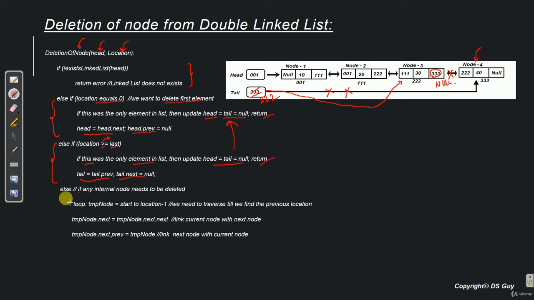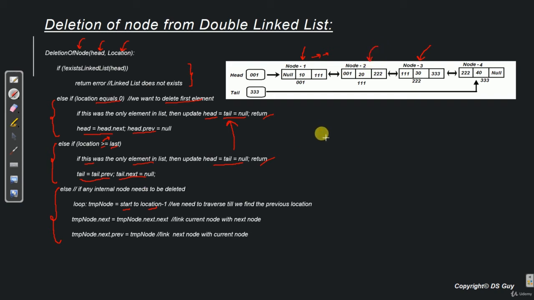Now let's say if we want to delete any other node apart from first and last node, then the control goes in this else block. So let's say we want to delete node 3. So the first step is, we have to start a loop starting from start and going till location -1. So it starts with node 1 and keeps traversing towards right till we reach location -1. So location -1 is node 2.